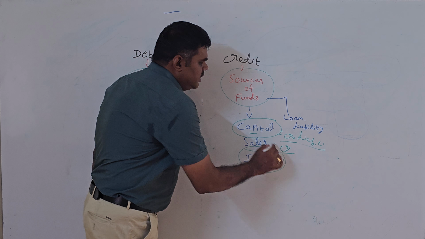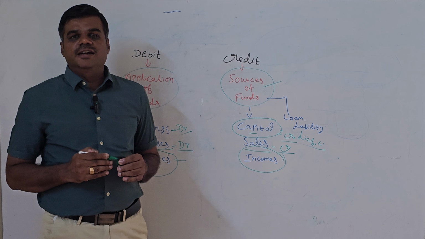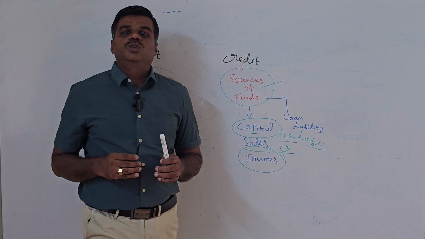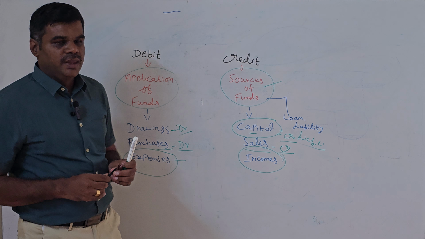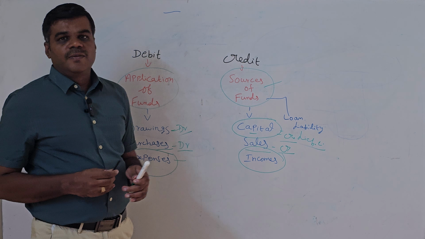Incomes. All incomes are sources of funds. Wherever we are getting incomes, that will be termed as sources of funds, and it should be treated as credit. So, all incomes are sources of funds.